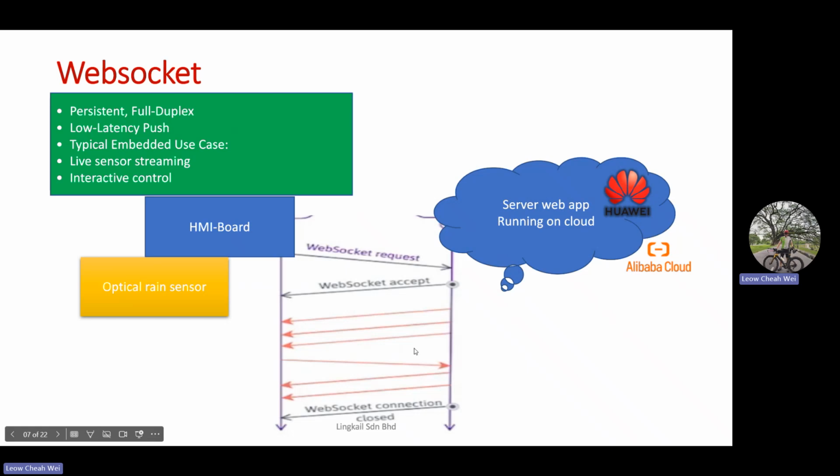So with this, there is less payload, because all the data sent in between doesn't need a new session to be created. It also doesn't need an extra header like the HTTP just now. So the typical embedded use case is live sensor streaming. That means we want streaming data, and we want interactive control so that the server can control the HMI board faster.